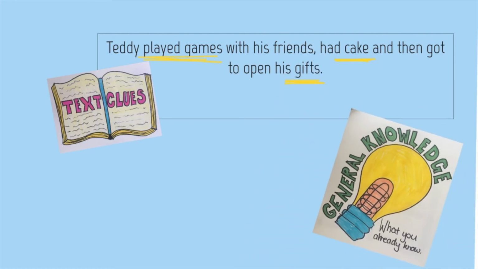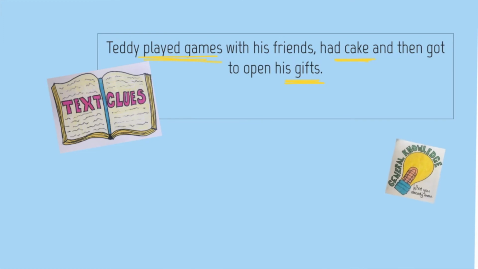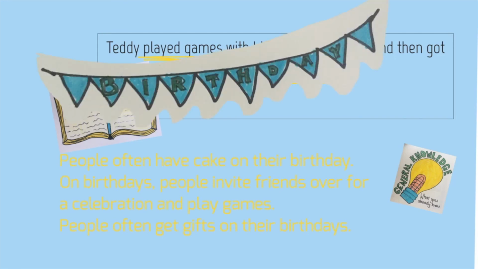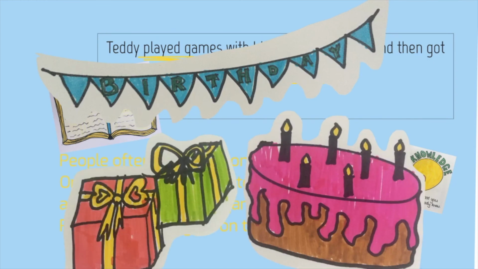I think you know where I'm going with this. Well, I know that people usually do all these things at a certain event. I think you know. So we know that not all people, but people often have cake on their birthdays. On birthdays, people invite friends over for a celebration and they play games. And then people often get gifts on their birthday. Well, what do we think Teddy's doing? I think that Teddy is having his birthday party, don't you?